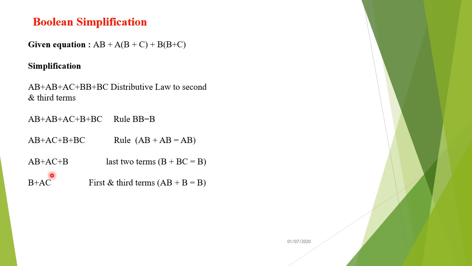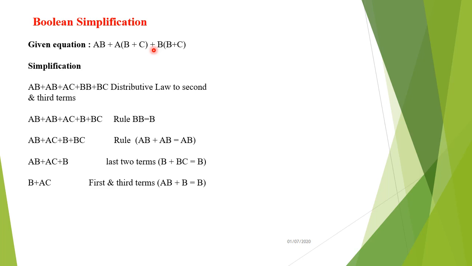Now again for AB ORed with B, we apply the rule of absorption, where the variable A gets absorbed and the result is B. So B ORed with AC is the final simplified output for this whole Boolean expression.